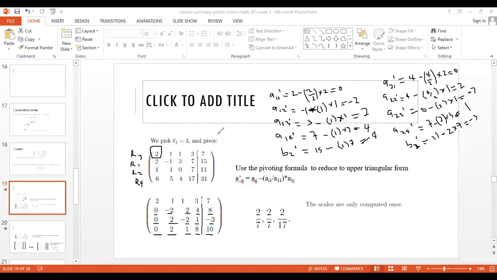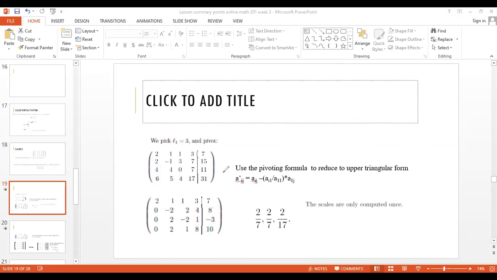So now let's look at the next step in the process. Once we get to this point, the next thing to do is to select the next pivot. Now there are 3 rows here. You don't automatically assume that this second row, second column should be the next pivot. No, you have to select. So in selecting, use the coefficient.